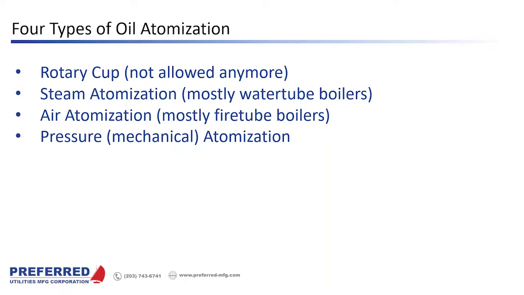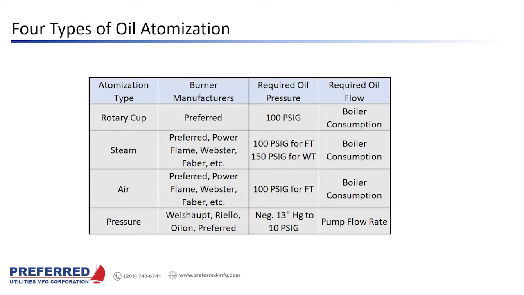And then finally, the last one is pressure or mechanical atomization, which has been around forever. I've seen it on utility boilers made in the 1950s. And it's getting more popular in the United States because we're seeing more European burners in the United States, and all the European burners seem to prefer pressure atomization. So now we'll do a little more detailed information on these different types of atomization.